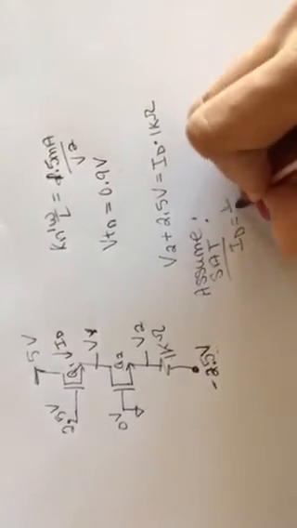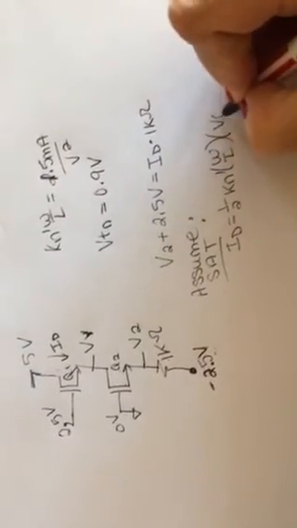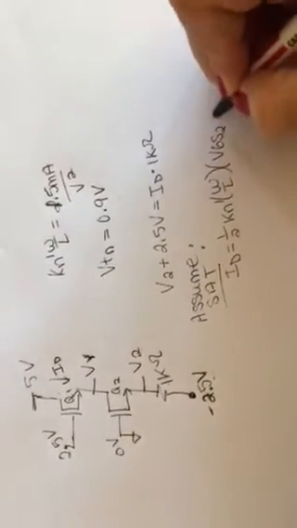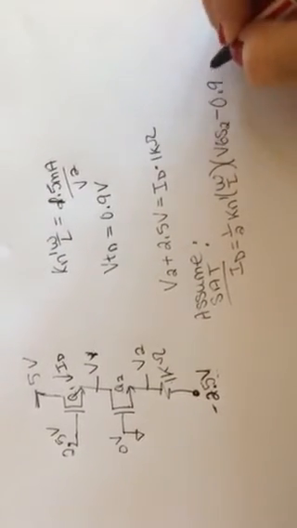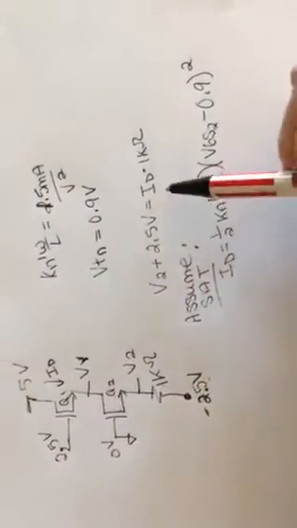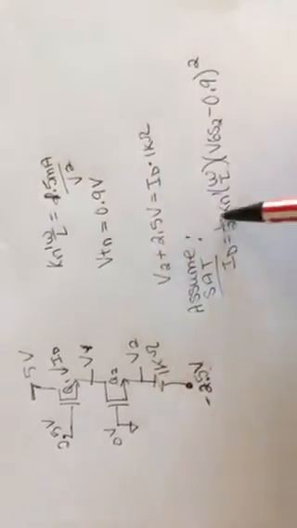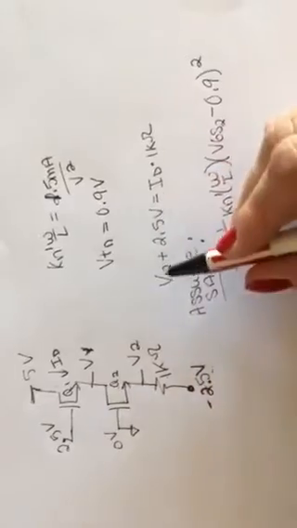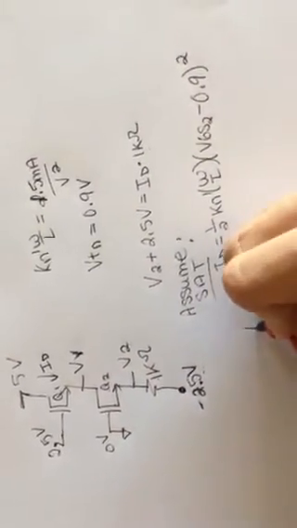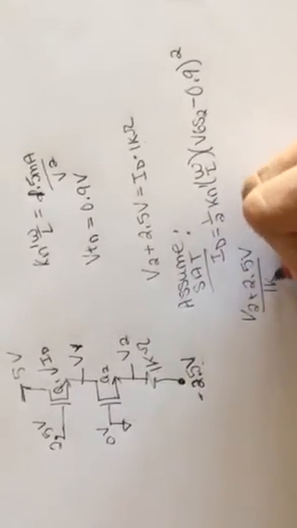ID equals 1/2 Kn prime W over L times VGS, and we'll do VGS2 here because we're trying to solve for V2 first, minus VT, which was 0.9 volts, squared. This current right here is actually equal to the current from the other equation when we rearrange. So setting the two equations equal to each other, ID here is going to be V2 plus 2.5 volts over 1 kilo ohm.